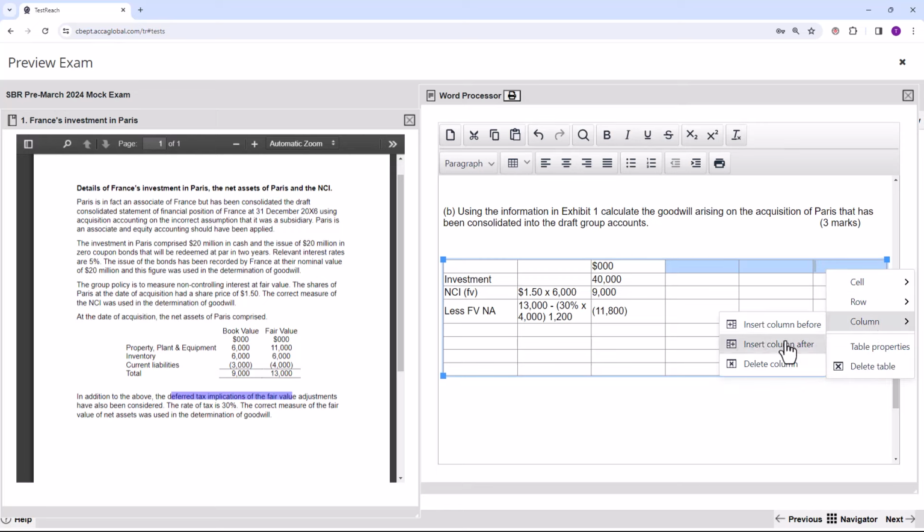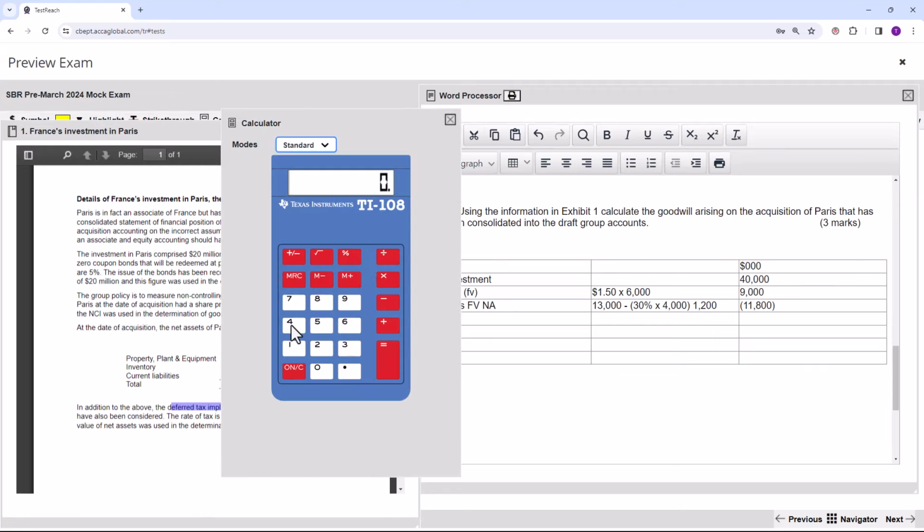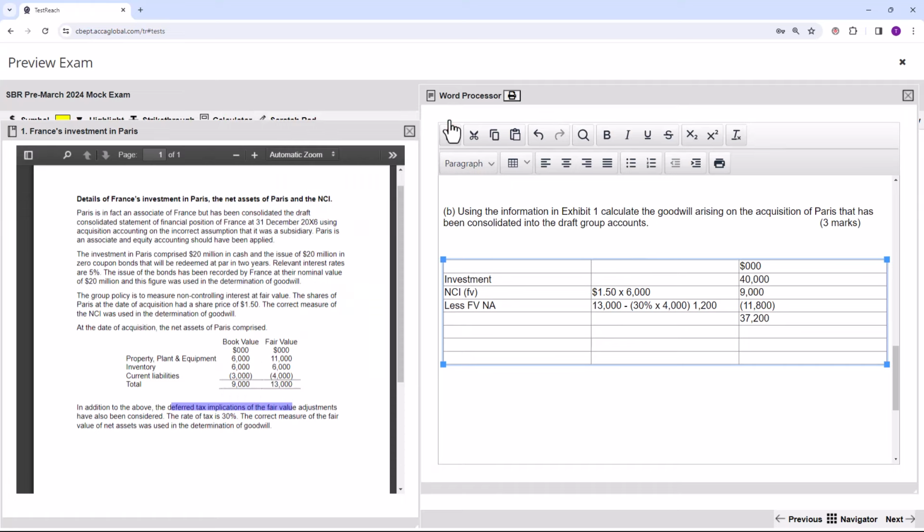What I can now do is to use my calculator. So I've got here 49,000, and I then take away from that 11,800. And hey presto, this gives me the goodwill of 37,200 as the goodwill that was consolidated into the draft group accounts.